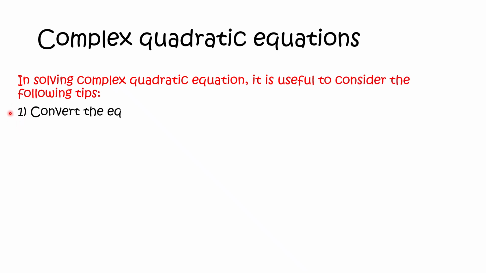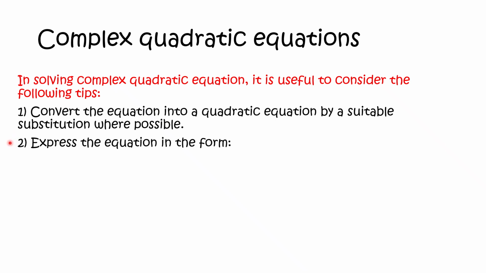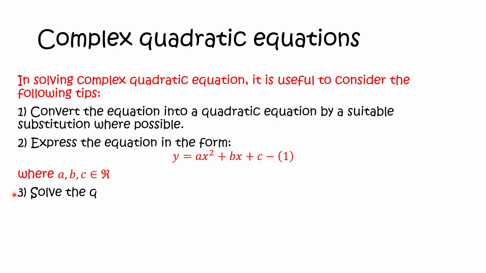Now, in solving complex quadratic equations, it is useful to consider the following tips. 1. Convert the equation into a quadratic equation by a suitable substitution where possible. 2. Express the equation in the form y is equal to ax squared plus bx plus c, labeling this equation 1, where of course a, b, c are elements of real numbers. 3. Solve the quadratic equation.